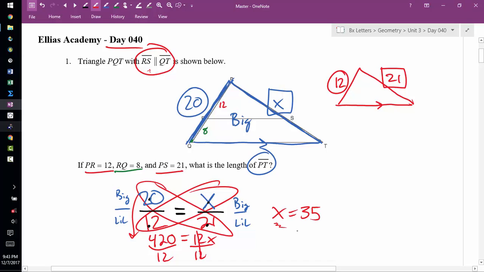Whenever you get an x value, don't just box it off and say, oh, I'm done. Substitute back into your diagram. Okay, this entire side is 35. Is that what they asked me, the length from P to T? Yeah, they did. So I'm going to make a statement and say the length of PT is, in fact, 35, and box that off.